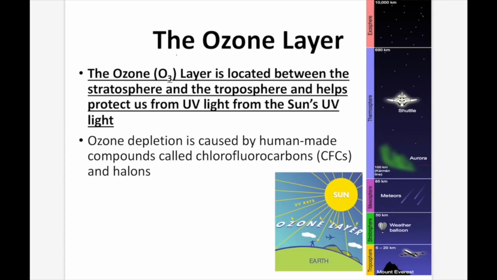So ozone is actually O3. So if we say O3, that's ozone. So the ozone layer is located between the stratosphere and the troposphere. So it's going to be located right here. Its job is to protect us from the UV light from the sun. Ozone depletion is caused by human-made compounds called chlorofluorocarbons, or CFCs, and halogens. So as that ozone layer gets depleted, more of these harmful rays can make it to the surface.